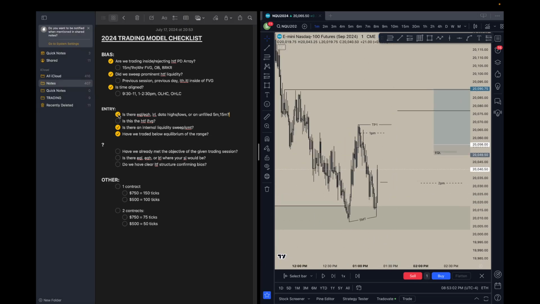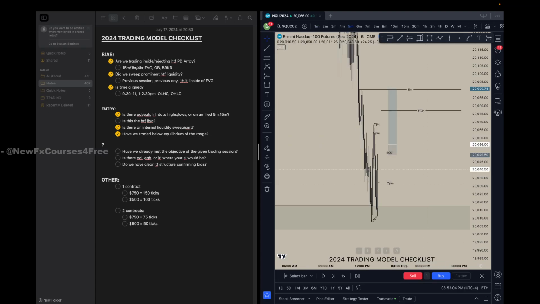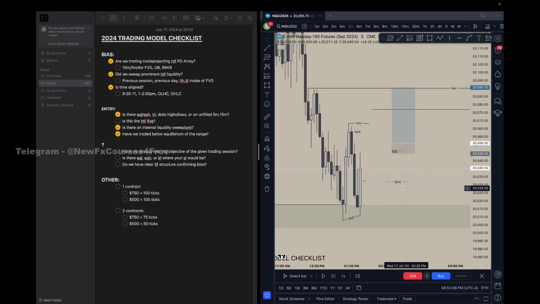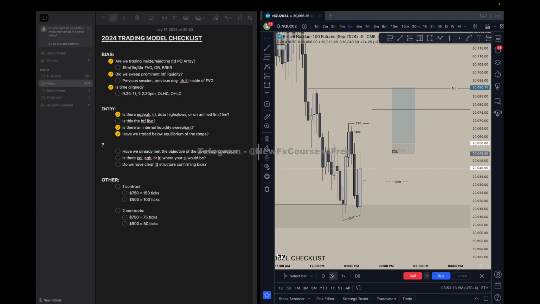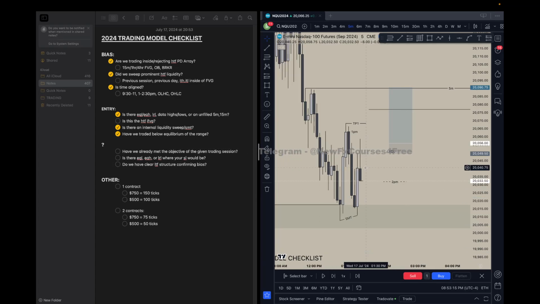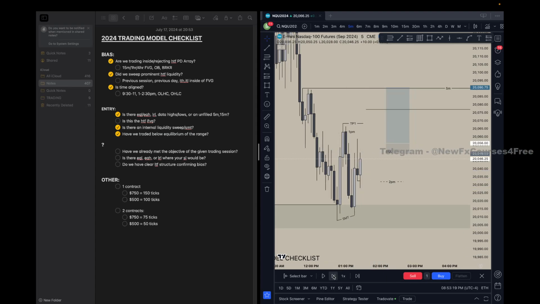Is this the highest time frame inversion? All right. Let's go on the 5-minute. There's a 5-minute fair value gap. Is there a 6-minute? No. There's a 5-minute. Is there a 4-minute? Yeah, 3-minute, whatever. 5-minute. Okay. 5-minute fair value gap. Wait for that. There we go. That's the highest time frame.